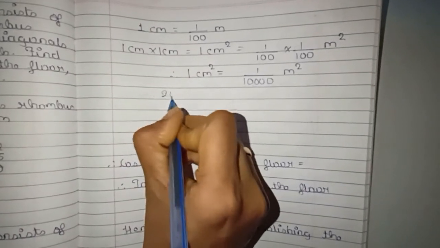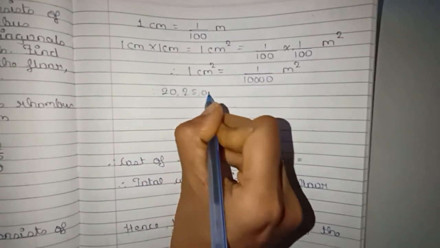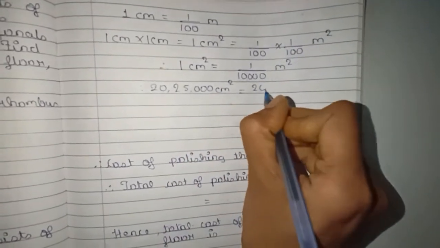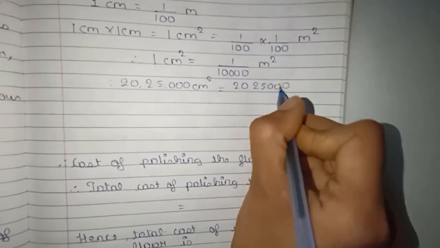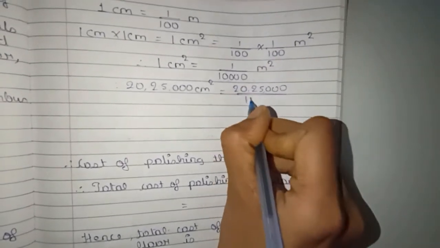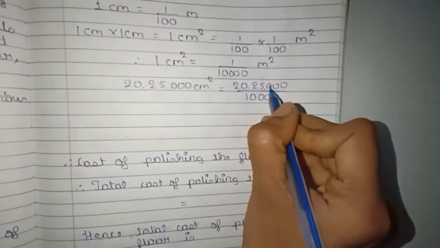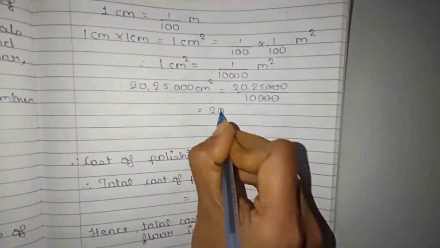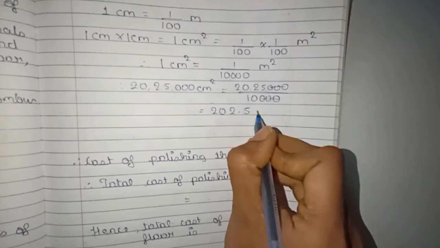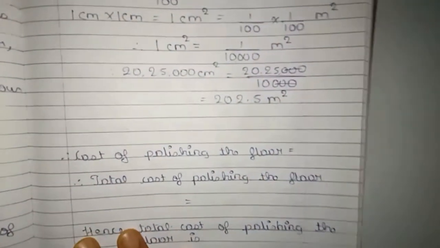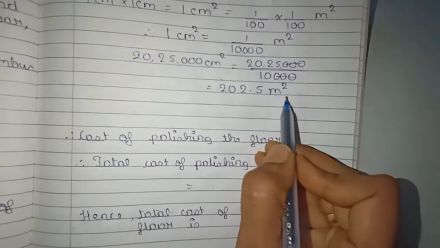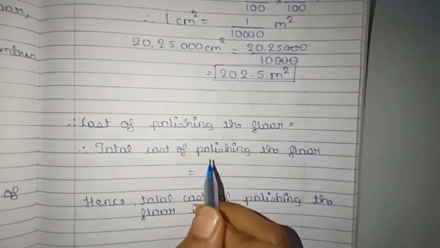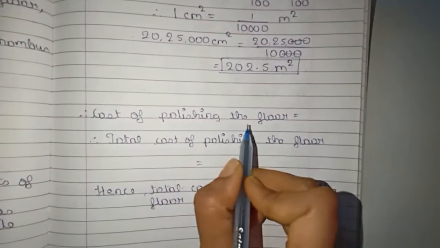Then 20 lakh 25,000 centimeter square will be equal to, by cross multiplication, 20 lakh 25,000 divided by 10,000. So these three zeros will get cancelled and this will come here point. So 202.5, this is in meter square. So now we have converted centimeter square into meter square. That is, the area of the floor is now 202.5 meter square.